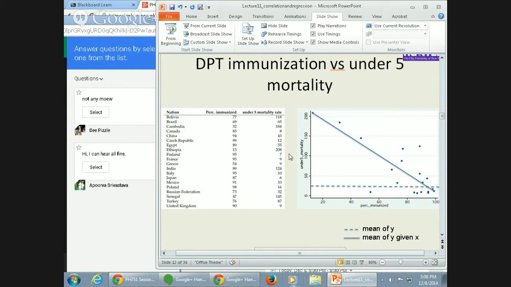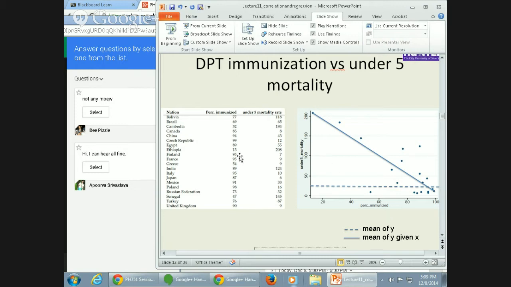So as a concrete example, this is something where you have two continuous variables looking across a bunch of different countries: the percentage of individuals who are immunized for diphtheria, polio, and tetanus, and the under 5 mortality rate, which would be in individuals per 100,000. And we can see here an approximate negative association between these, although clearly there is variability that's not explained by this.